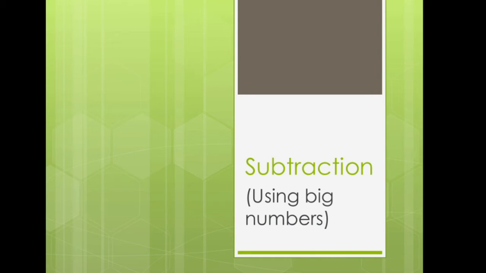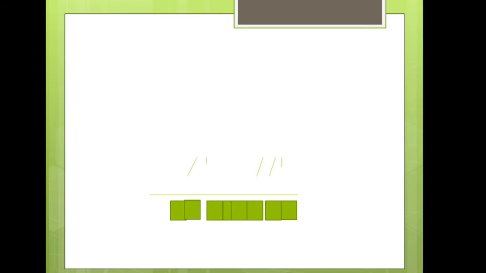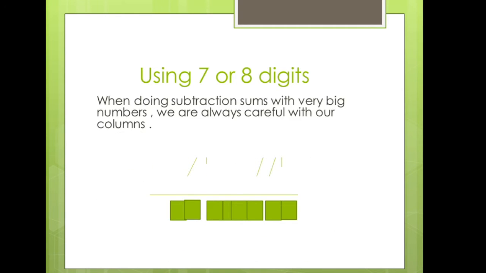Subtraction by using bigger numbers. Now I will explain how to subtract numbers when you are dealing with 7 or 8 digit numbers. When doing subtraction sums with very big numbers, we are always careful with our columns. It means whenever we are dealing with subtraction sums, we need to be careful column-wise.